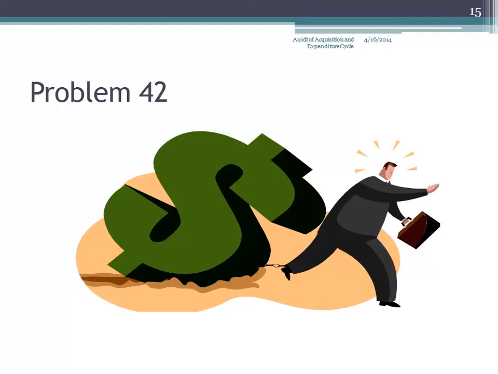So let's take a look at problem 42. Take about 10 minutes to work through that problem, and then we'll go over it together. It is on page 345. Problem 8-42, sorry. It's on page 345. It deals with search for unrecorded liabilities.